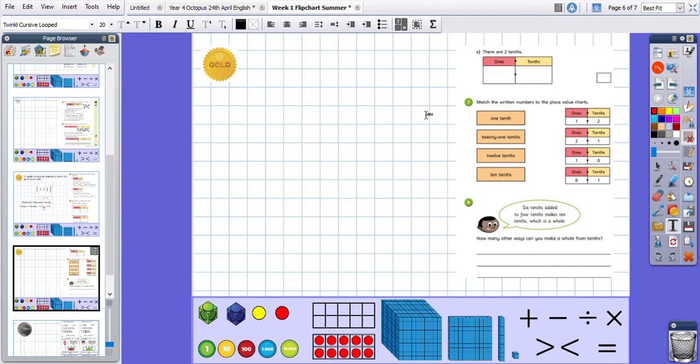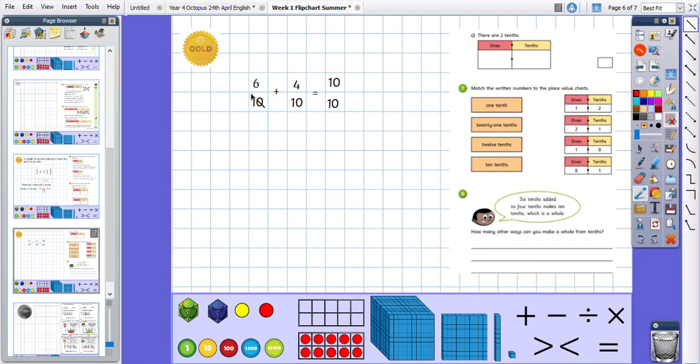6 tenths added to 4 tenths makes 10 tenths, which is a whole. Let's show that here. 6 tenths add 4 tenths makes 10 tenths, which is 1 whole. So how else could we make 1 whole using tenths?